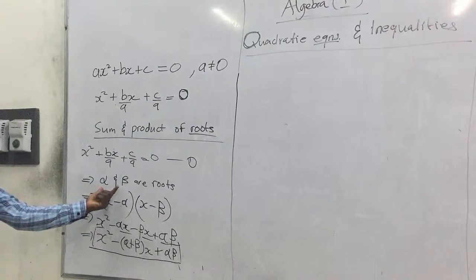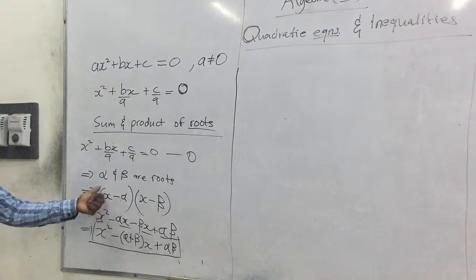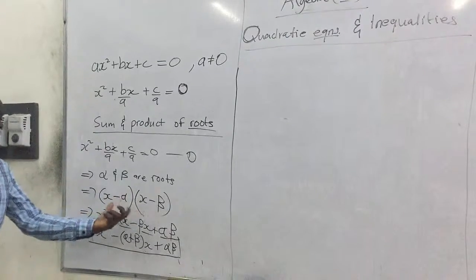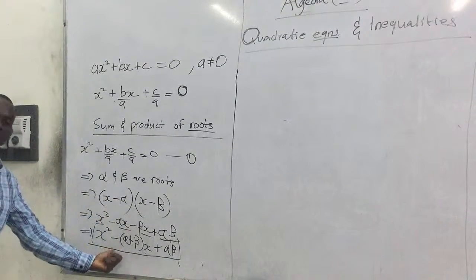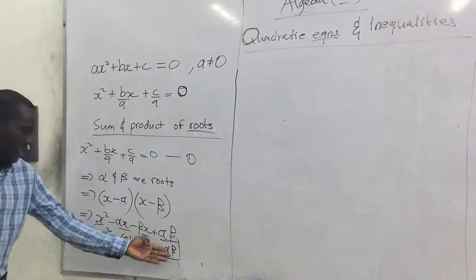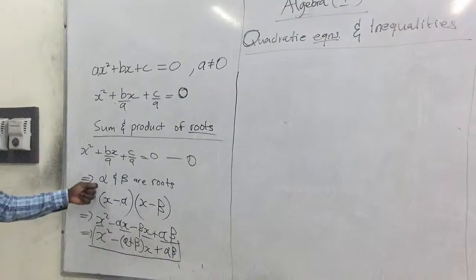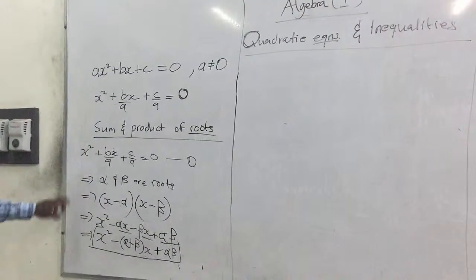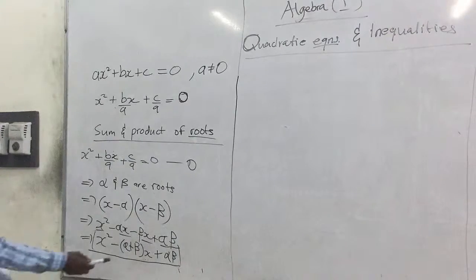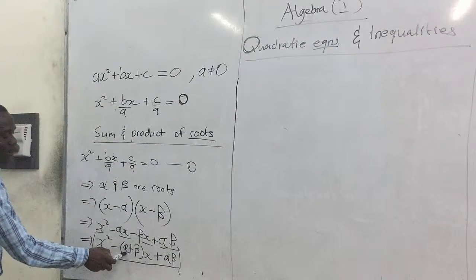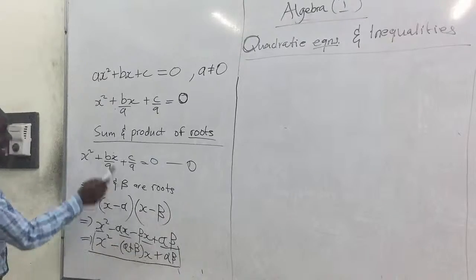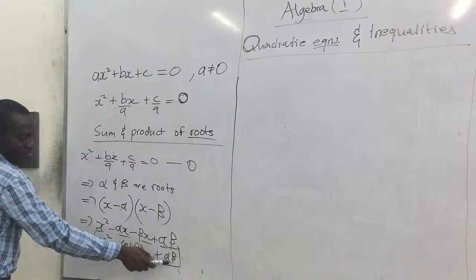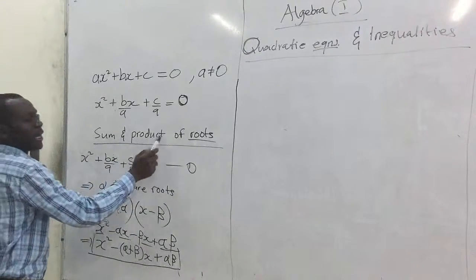So anytime we have two roots alpha and beta, we can subtract alpha from x, make it a factor, subtract beta from x, make it a factor, then we multiply them together, then we expand and simplify. So this becomes our new equation for which we had alpha and beta. We can now compare these two equations. Here we are adding the roots, alpha and beta, that's what we call sum of roots, and here we are multiplying the roots alpha and beta, and that's what we term as the product of roots.